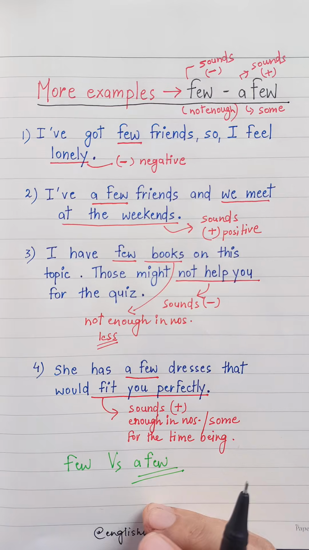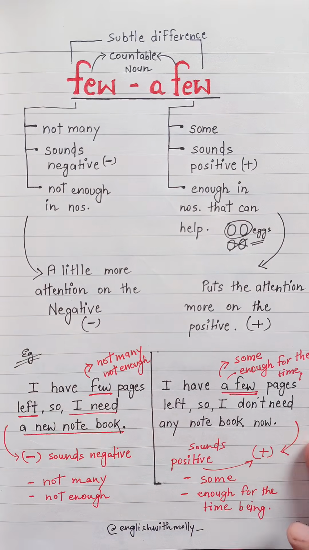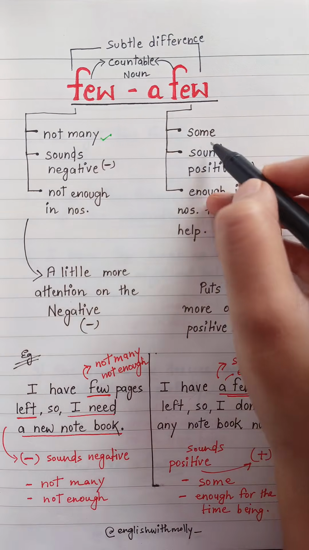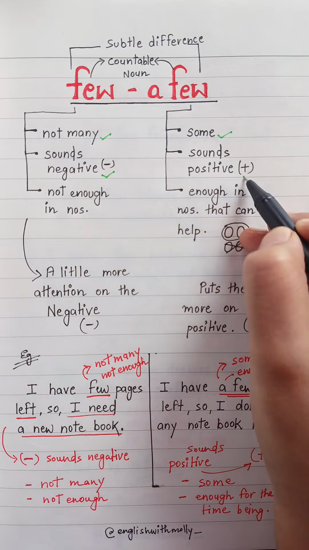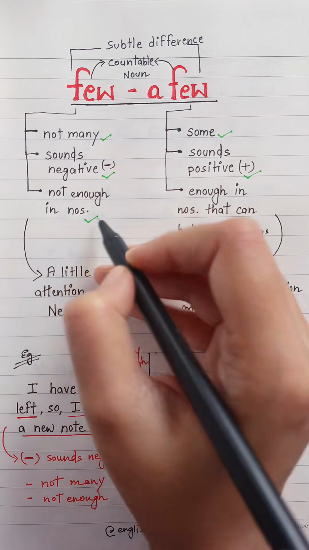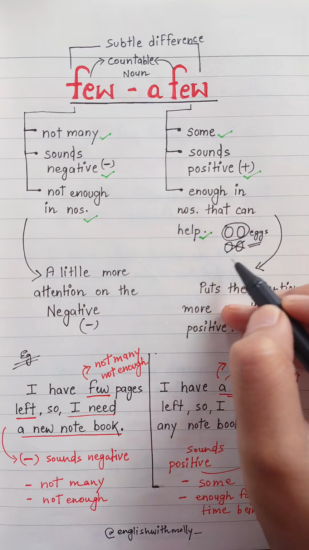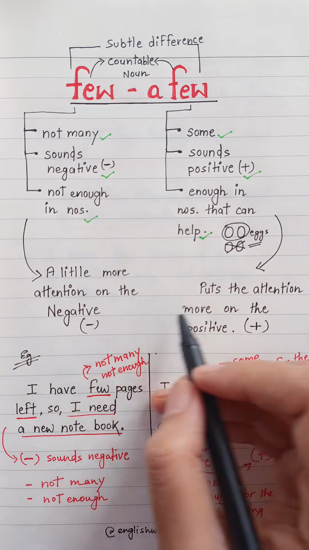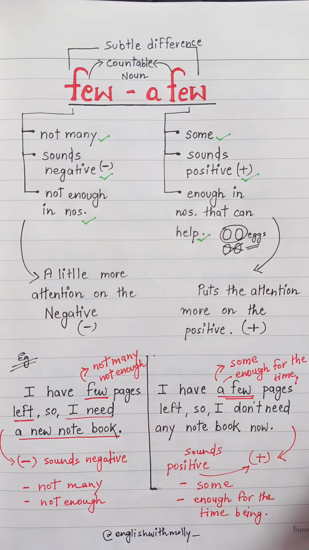Let me give you a sneak peek kind of revision again. Few means not many. A few means some. Few sounds negative. A few sounds positive. Few is not enough in numbers. A few is enough in numbers that can help. I've given you all examples. Few puts a little more attention on the negative. A few puts the attention more on the positive.